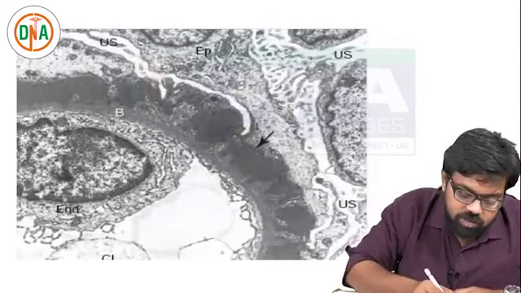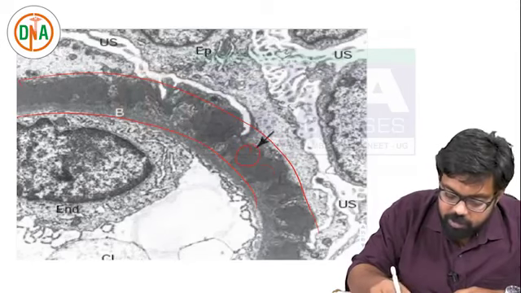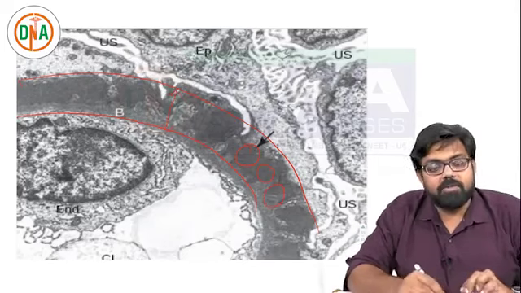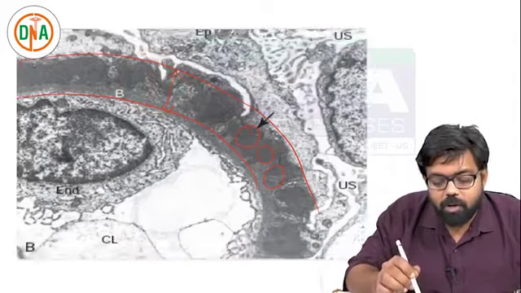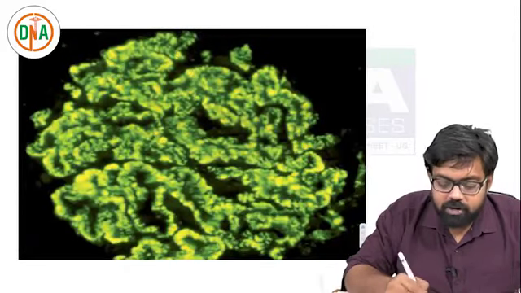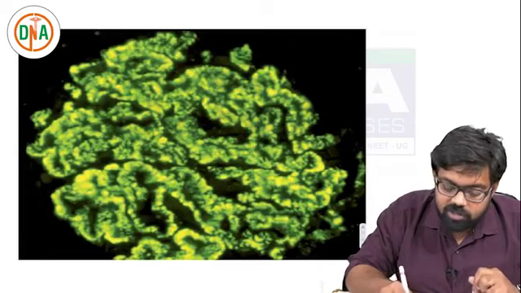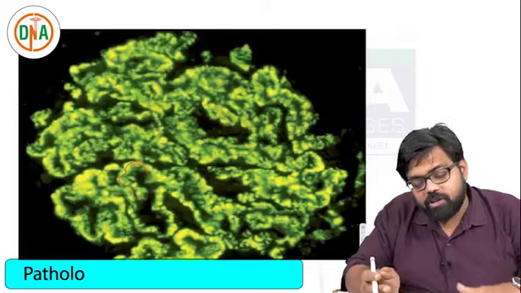Yeah, this is also, see, this is the basement membrane. See, the deposits are coming into the deeper layers of the basement membrane, and there is a duplication of the basement membrane. So this is an electron microscopic image of membranous glomerulonephritis. These are also the deposits seen in membranous glomerulonephritis. Mostly they are granular, but in some places it is looking linear just because the deposit has gone into the deeper layers.